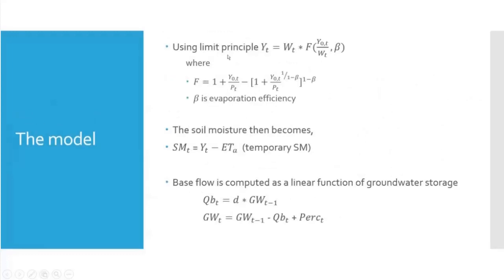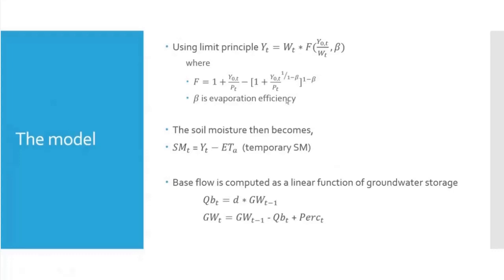But for us, because we use evapotranspiration data directly from ET remote, which is the ratio of the actual evapotranspiration to the potential or reference evapotranspiration. Then once we know these parameters, we can easily compute the soil moisture, temporary value of soil moisture, which will be YT minus the actual evapotranspiration in this case.